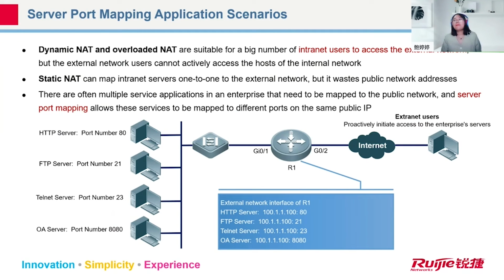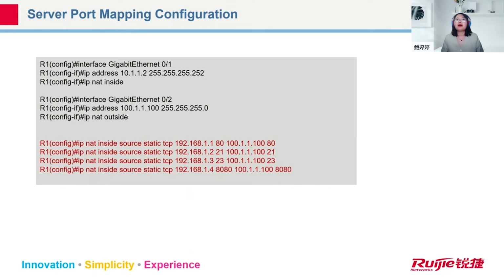Like this one, we will use one public IP address, 101.1.1.100, and port number 80 to indicate the HTTP server, 21 to indicate FTP, 23 to indicate Telnet. But all of them will use the same public IP address. Of course, they will have different private IP addresses. And the key command is here. You also have to decide which one is inside and which one is outside.